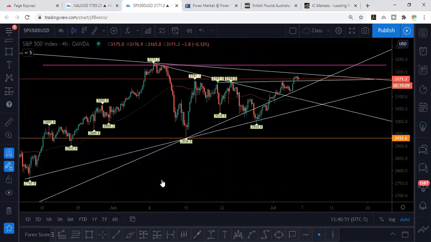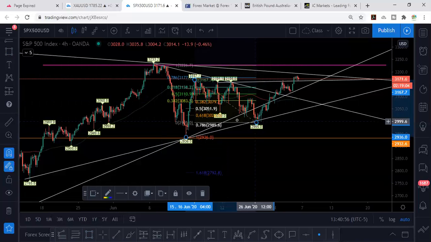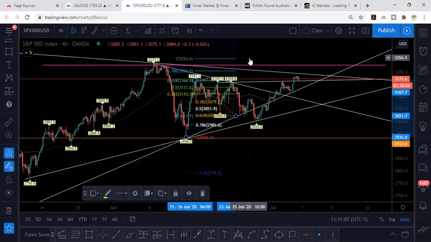Another point where we might be looking towards is this. This one I want to take out. So if it breaks there, then 2, 3, 5, 3. So I think we have a decent target.